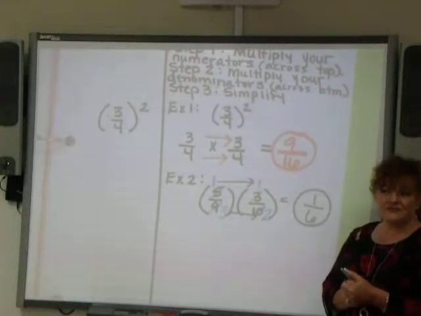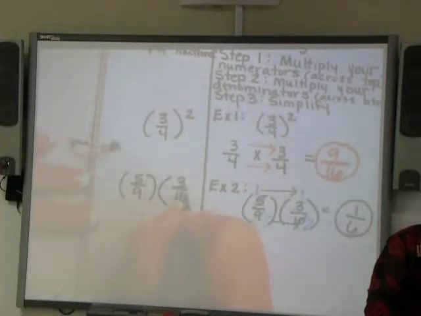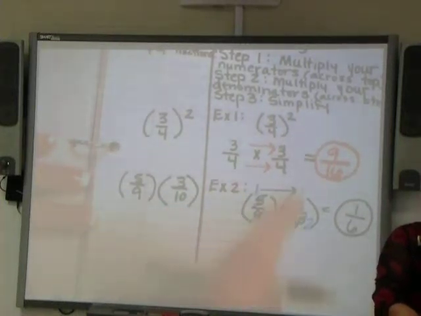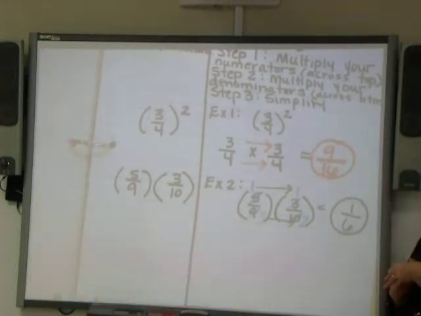Question. Now we're going to bring that problem. Now again, it's the original problem. It's the 5/9 times 3/10. It's not the 1/3 times 1/2. It's the original problem that I bring out to the side.